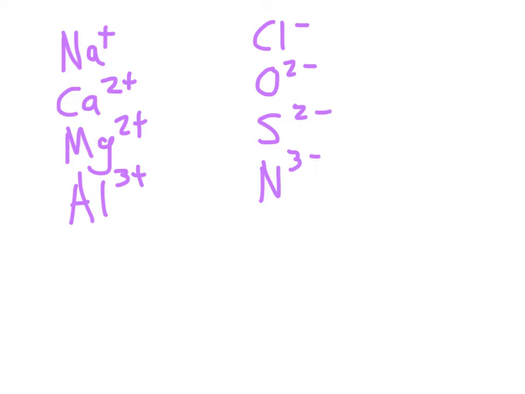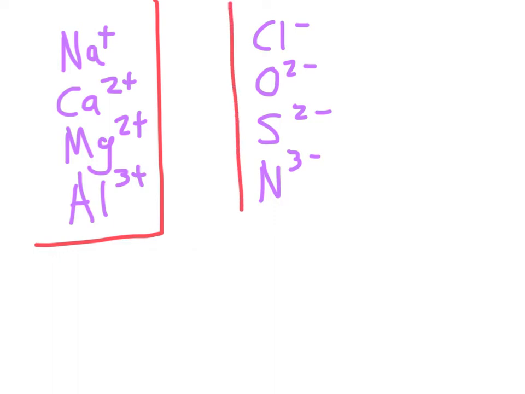So here are some ions. Over here on the left, I have some positive cations. On the right, I have some negative anions. And what we want to do is think about the combining ratios that we would use to put them together to make an ionic compound.